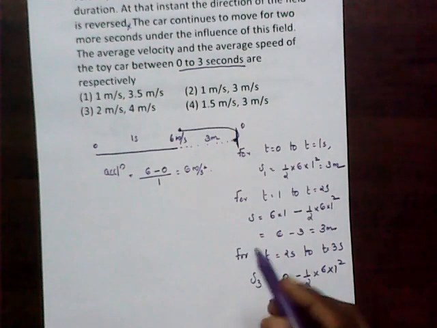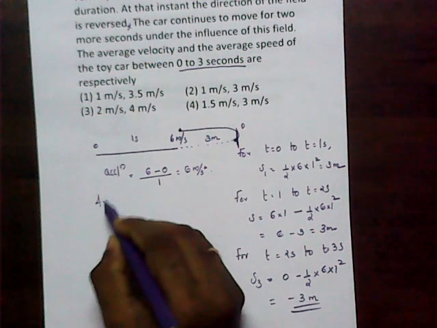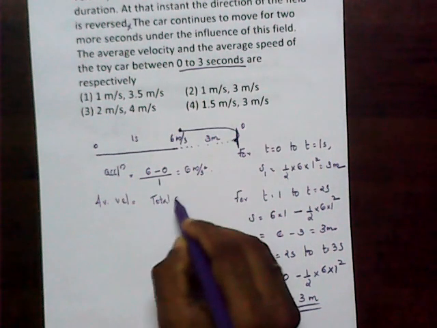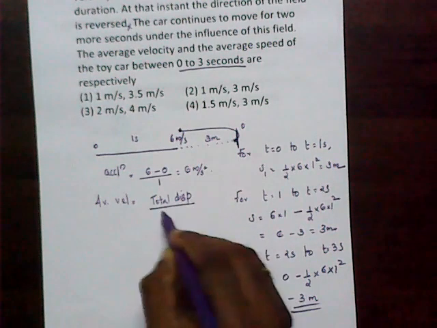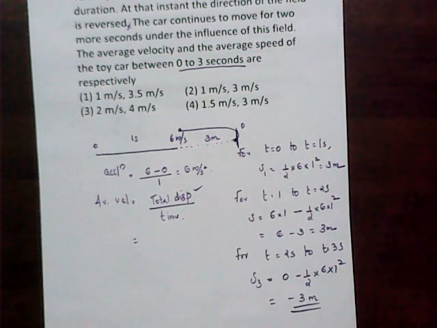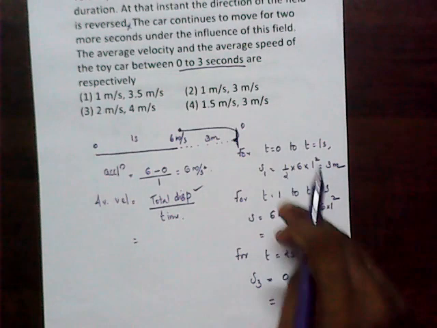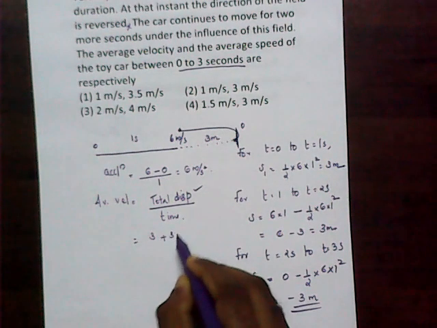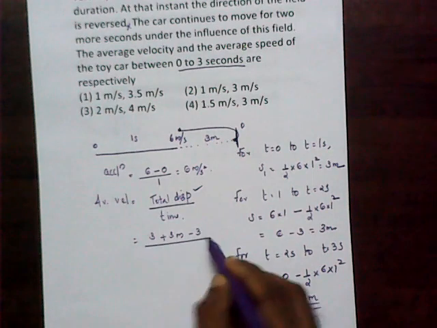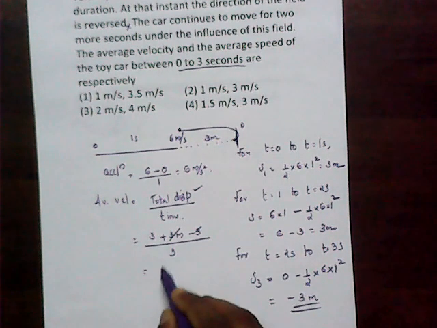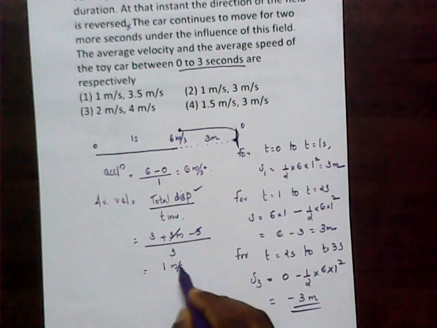So our question is, what is the average velocity? The average velocity is the total displacement divided by the total time interval. So what is the total displacement? That is equal to s1 plus s2 plus s3. So 3 meter plus 3 meter minus 3 meter, divided by 3. So 3 cancels, and you get the value 1 meter per second.